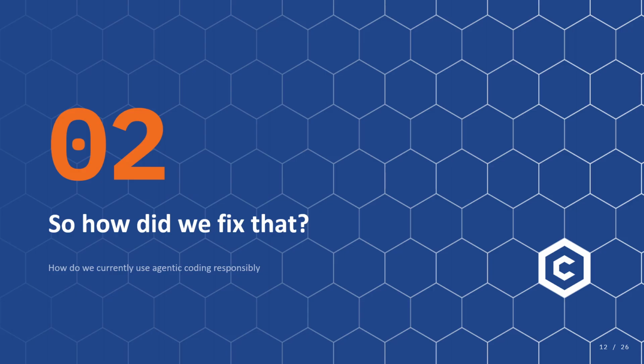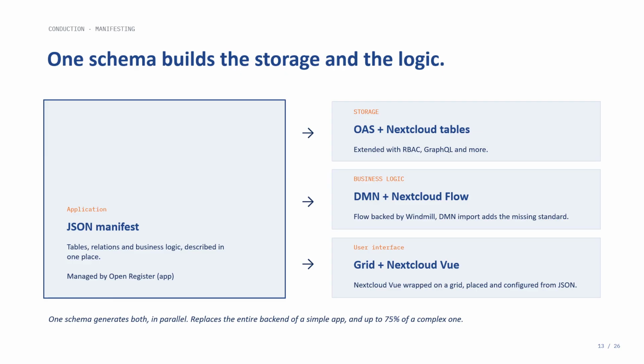Okay, so that's a very interesting problem, but how did we actually fix that? Well, the one thing that we didn't want to do is end up with a new standard and a new lock-in on an app builder. So we said, okay, we need to do three things, basically, if we want to build applications. We need to store data, we need to add business logic, and we need to have a user interface. Now, first, we did look at what standards there are. So for user interface, there is a very common grid library. Nextcloud has its own Vue library. We combined those two. Now we have Nextcloud elements and components on a grid library. Okay, so that makes the front end configurable.